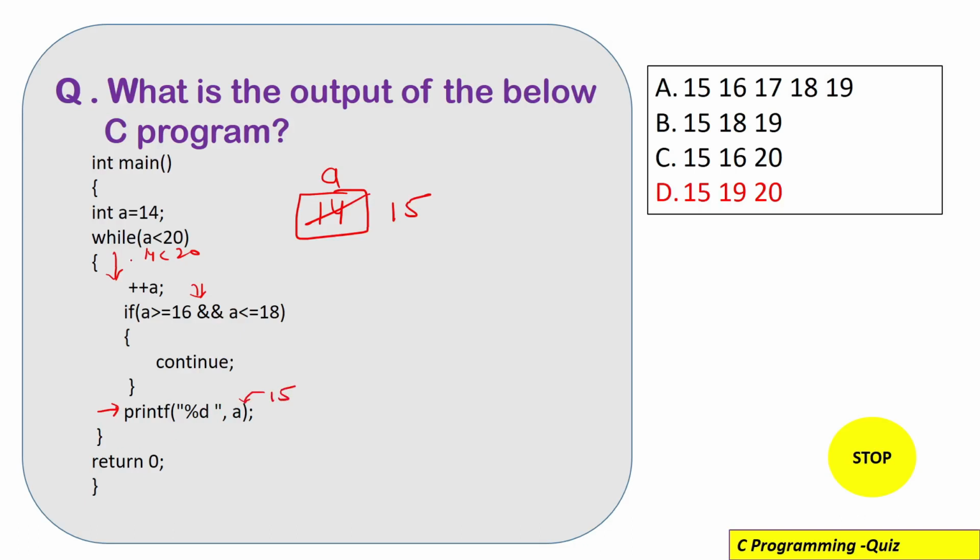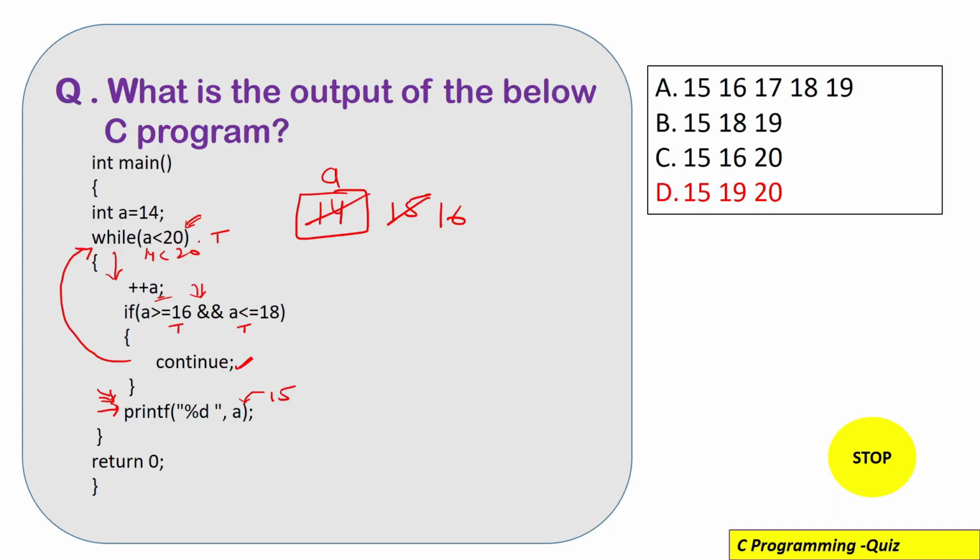Now again we will come here, and a was 15 in our previous iteration. 15 is lesser than 20, so it is true, and we will increment this first. Then we see whether this value of 16 lies between 16 and 18. Yes, 16 is greater than or equal to 16, so it is true, and 16 is also lesser than 18, so this is also true. We will come inside and say continue. That means this iteration will be skipped; we will not come to this printf line, and 16 will not be printed.